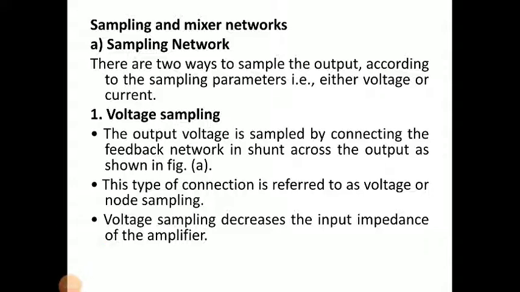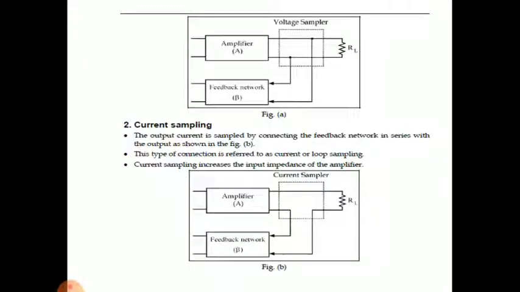Voltage sampling decreases the input impedance of the amplifier, right? Is it the input impedance? It is the output impedance actually. Voltage sampling decreases the output impedance of the amplifier because the sampling is connected across the output, right? In shunt, in parallel. In parallel, if we connect two resistors, the resultant resistance will be the lesser. So the output resistance will decrease.